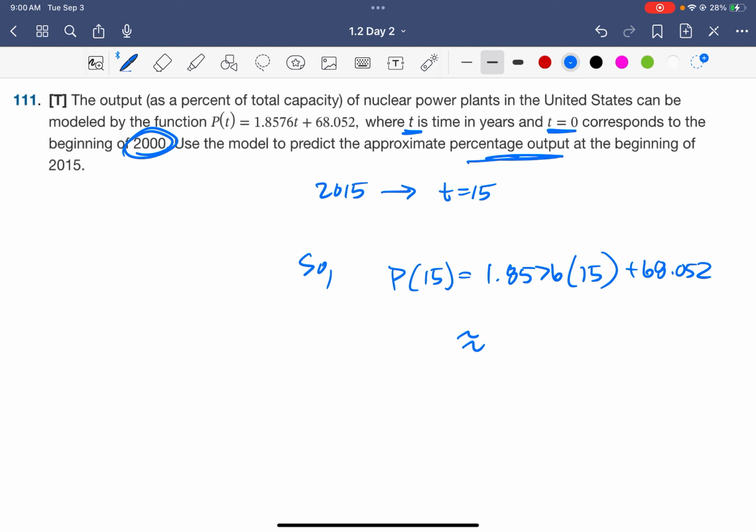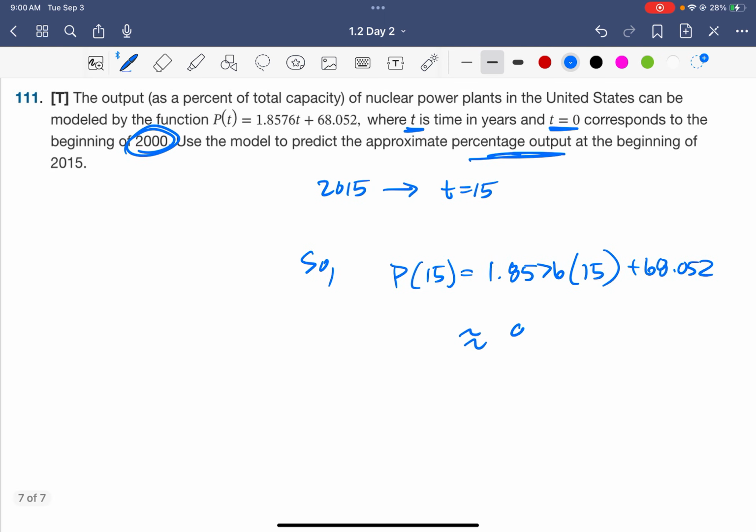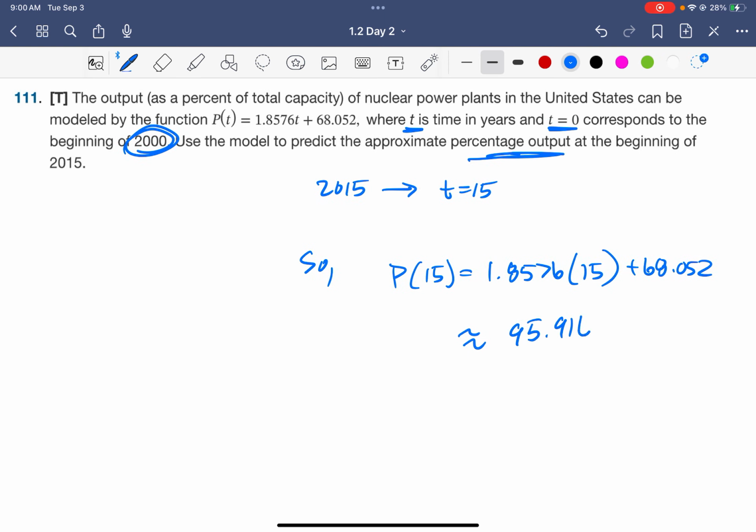1.8576 times 15, plus 68.052. This times this, I'm making sure all my numbers are right, approximately 95.916. Actually, it's exactly equal to this.